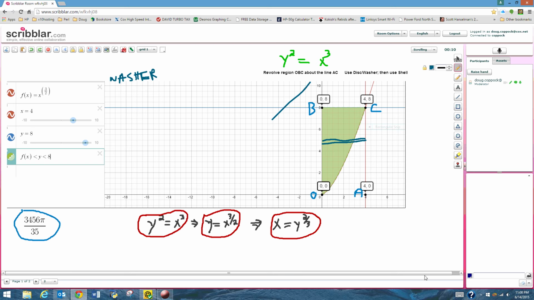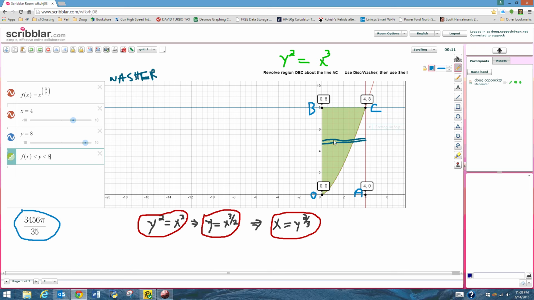Yeah, we're picturing revolving this rectangle about the line x equals 4. And what we do is let the number of these disks or rectangles or washers approach infinity, or the width of them gets smaller and smaller, approaching 0.